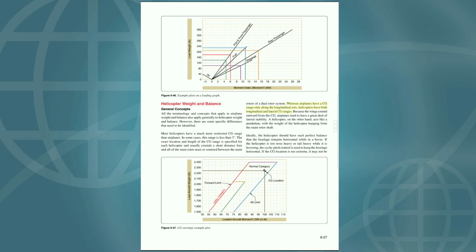Whereas airplanes have a CG range only along the longitudinal axis, helicopters have both longitudinal and lateral CG ranges. Because the wings extend outward from the CG, airplanes tend to have a great deal of lateral stability. A helicopter, on the other hand, acts like a pendulum, with the weight of the helicopter hanging from the main rotor shaft. Ideally, the helicopter should have such perfect balance that the fuselage remains horizontal while in a hover. If the helicopter is too nose-heavy or tail-heavy while it is hovering, the cyclic pitch control is used to keep the fuselage horizontal. If the CG location is too extreme, it may not be possible to keep the fuselage horizontal or maintain control of the helicopter.